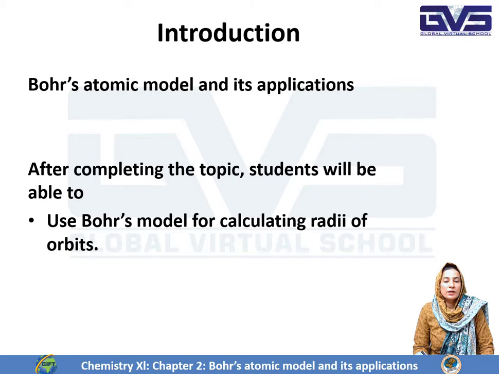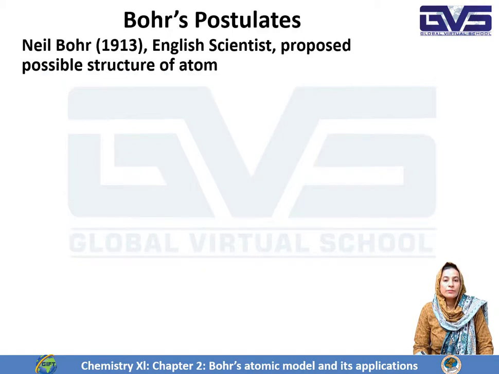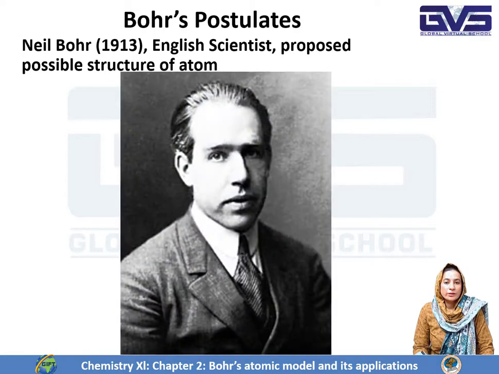Radius is the distance of the electron, which is in orbit, from its central part; that is called the radius. Students, Bohr's atomic model was suggested by Niels Bohr in 1913, who was an English scientist, and he proposed a possible structure of the atom in 1913.